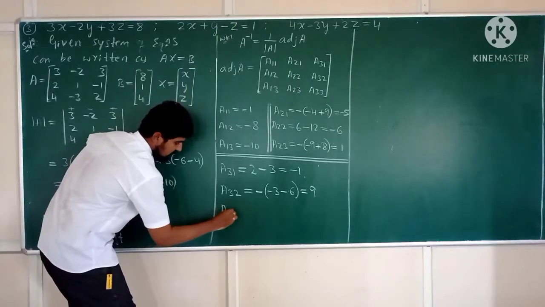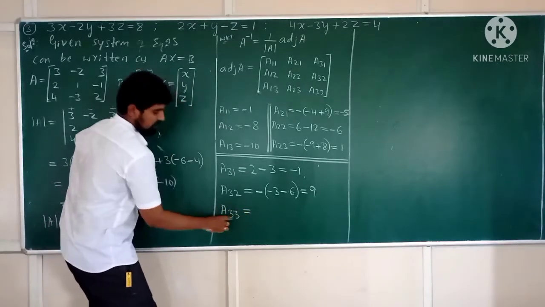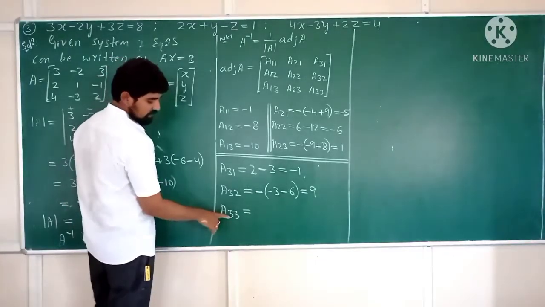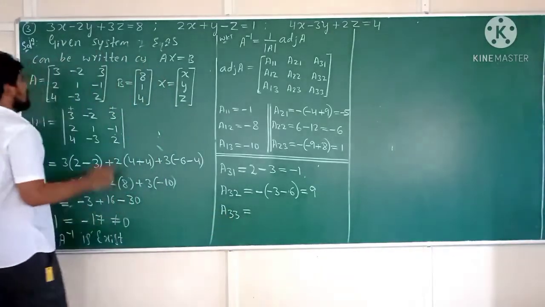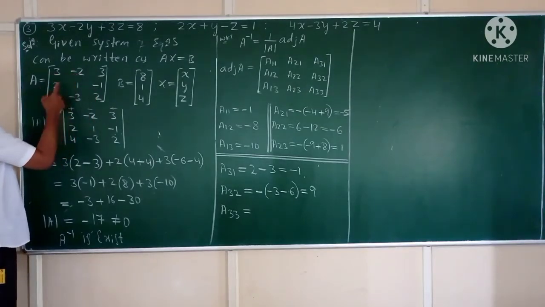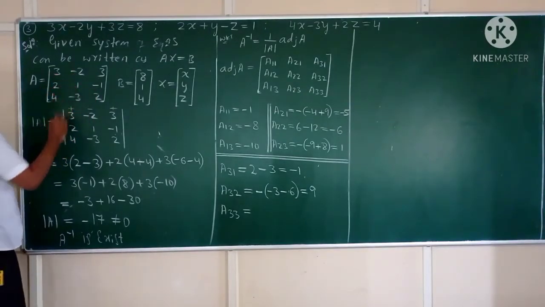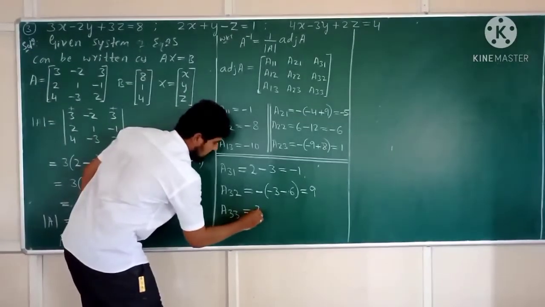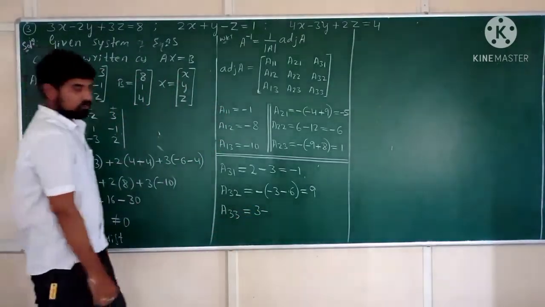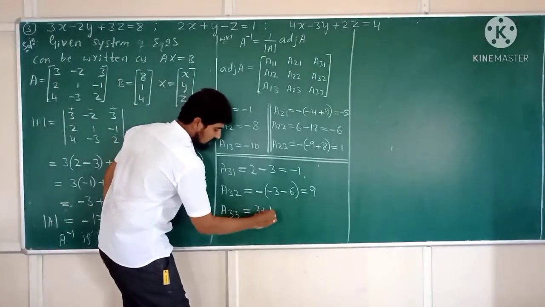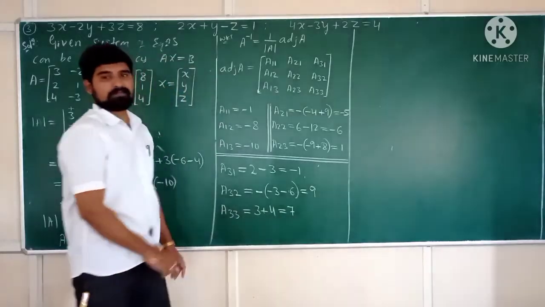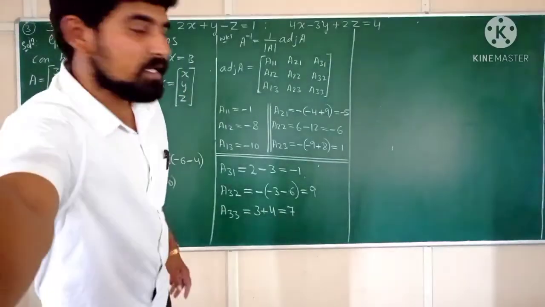And then A33. 3 plus 3 is even, no need to multiply by minus, and it is obtained by deleting the third row, third column. After deleting the third row, third column, the remaining elements are 3, minus 2, 2, 1. So 3 into 1, 3. Minus 2 into minus 2, minus 2 minus 4, minus into minus, plus 4, which is equal to 3 plus 4 is 7. I hope all of you understand it.